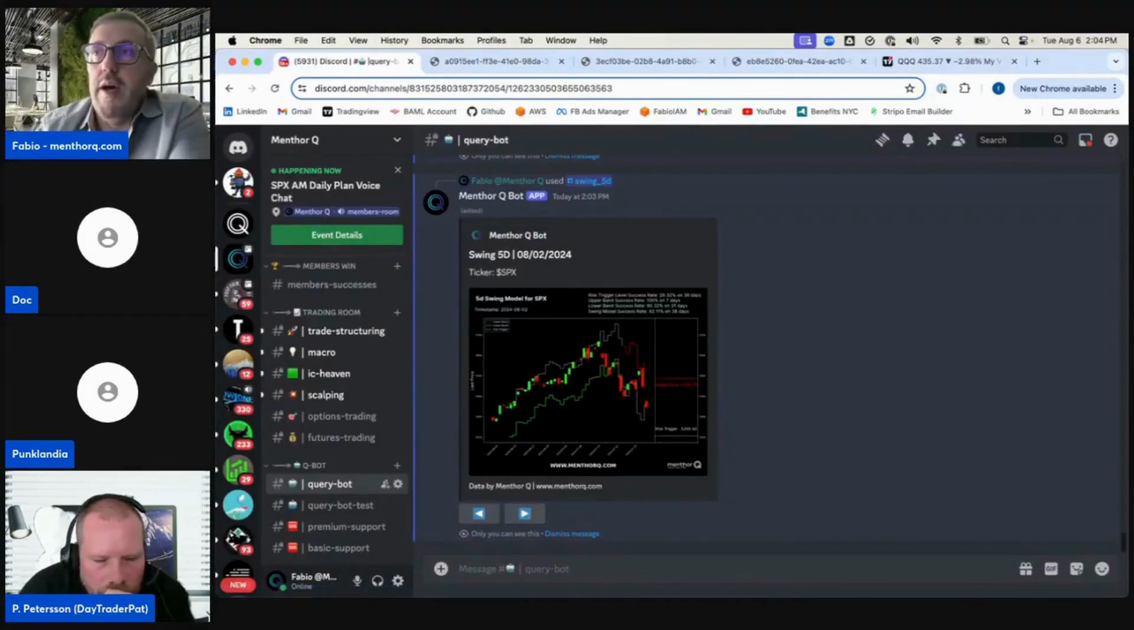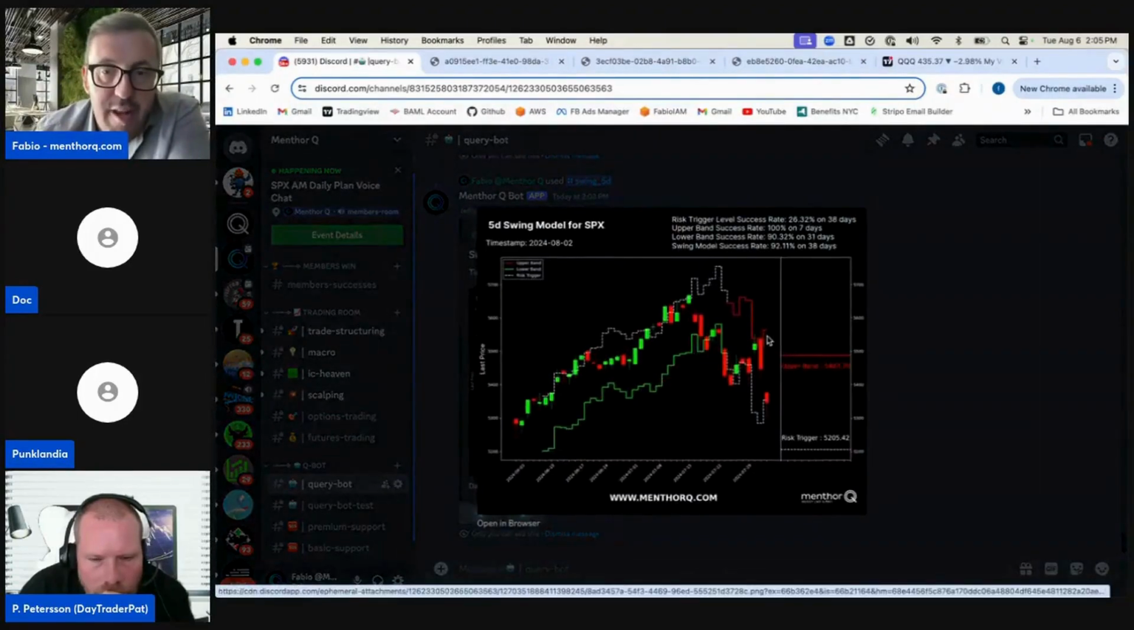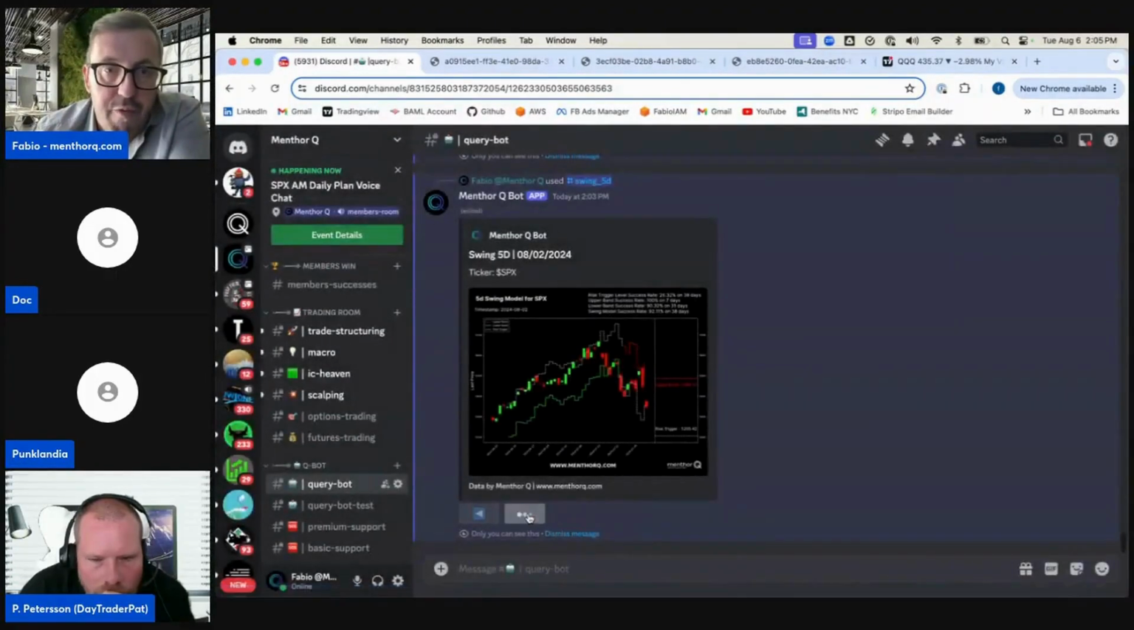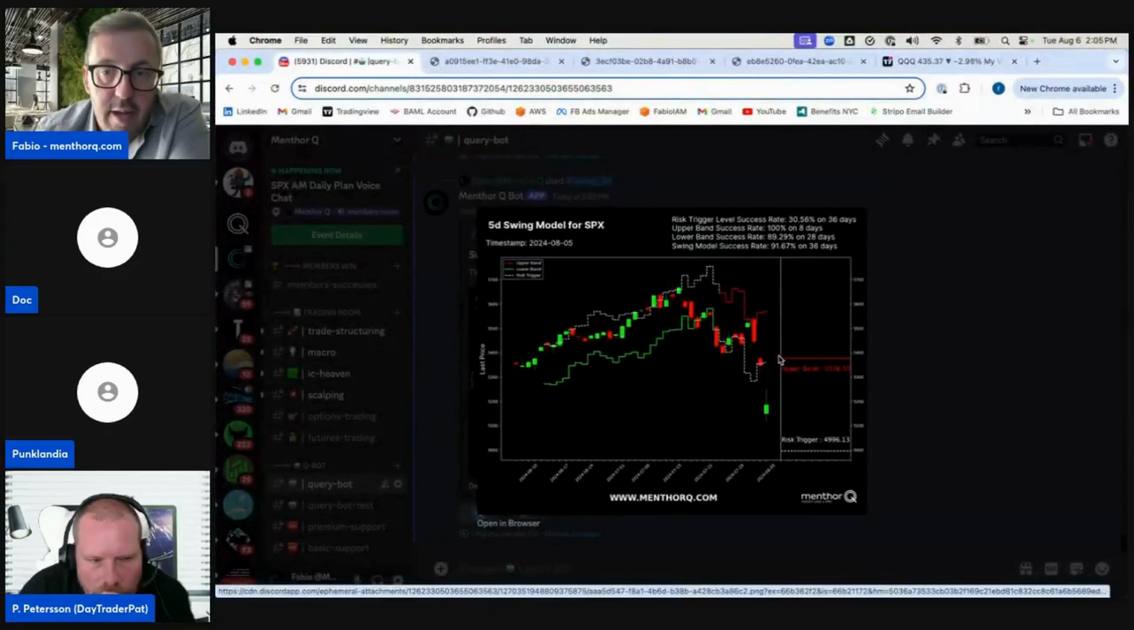We are also looking at the 2nd of August here, and we see the same story. So we're still in a bearish bias, and then we can move to the 3rd, and we see that the risk trigger moved down all the way below 5,000.